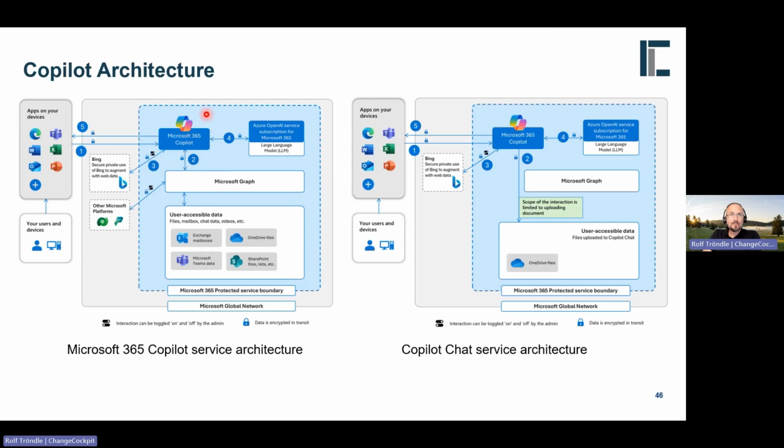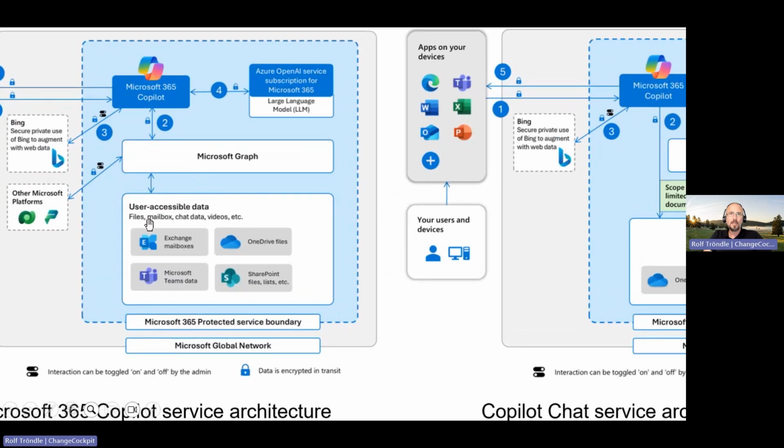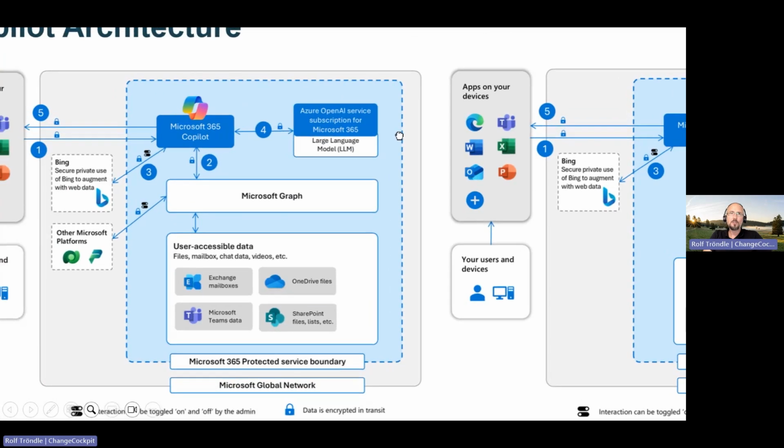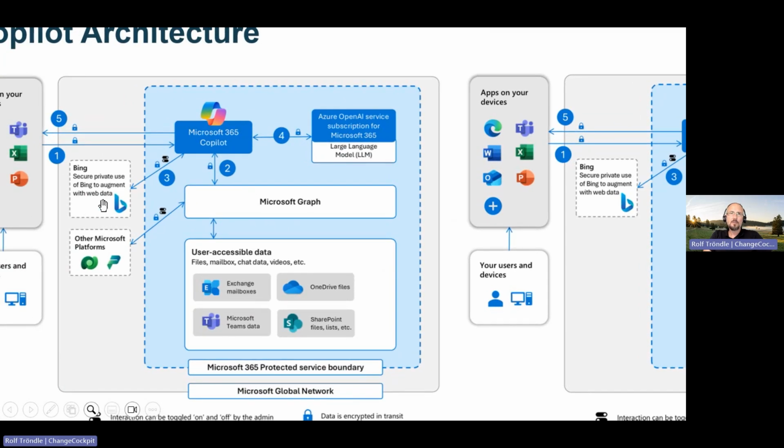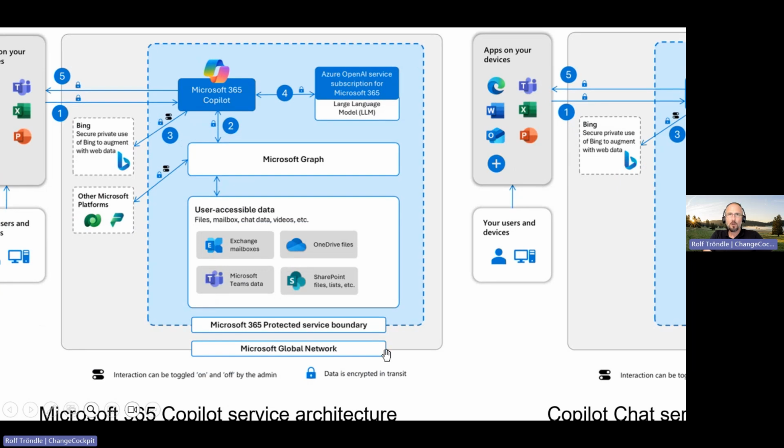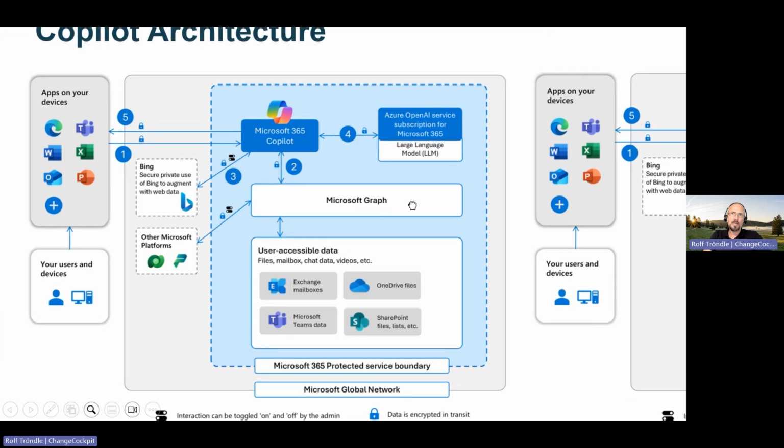Then the user accesses Microsoft 365 Copilot, and as mentioned before, if you have a license, the graph will be asked for content, even from other systems, and all user-accessible data will be used, like Exchange mailboxes, OneDrive, Teams data, and SharePoint files, still within the Microsoft 365 protected service boundary. And if needed, Bing is still in the Microsoft global network, but no longer in your Microsoft 365 tenant boundary.